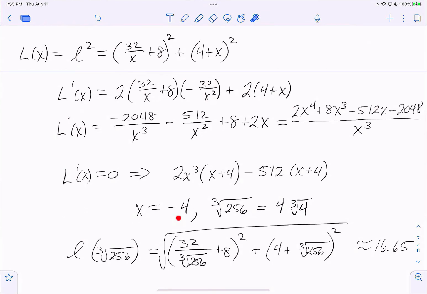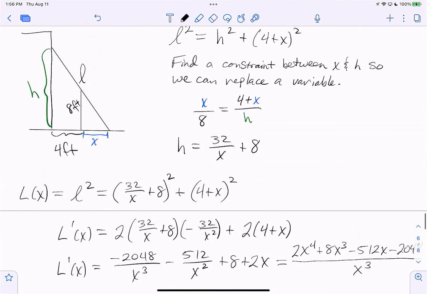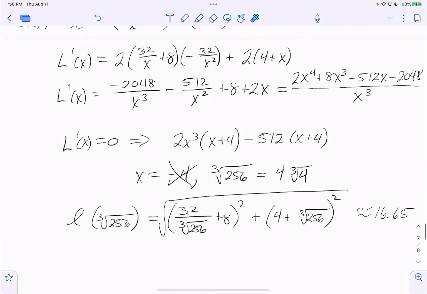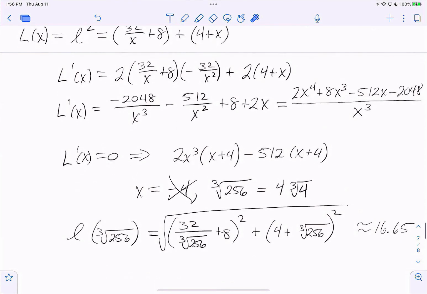x equals -4 or the cube root of 256. -4 has no meaning in this picture. Here, x is the distance from the wall. If it was -4, then that means the ladder is basically a dot against the building, and that's not sensical.